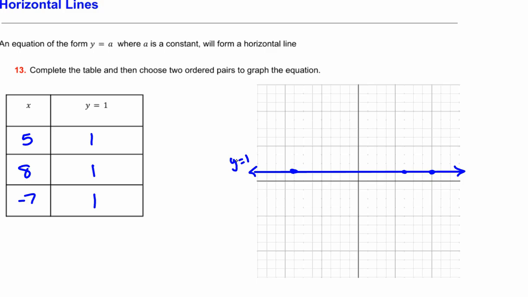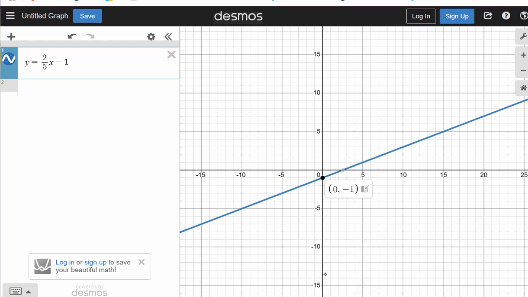That's because it does not matter what x is. Every single ordered pair on here has a y value of 1. This ordered pair, it's -7, 1. This one is 5, 1, 8, 1. Everything, including all the decimals, right? And of course, we always like to check Desmos just because it's a good idea.